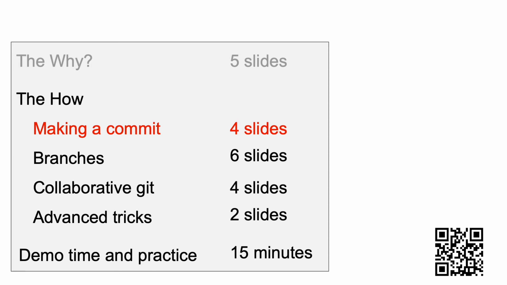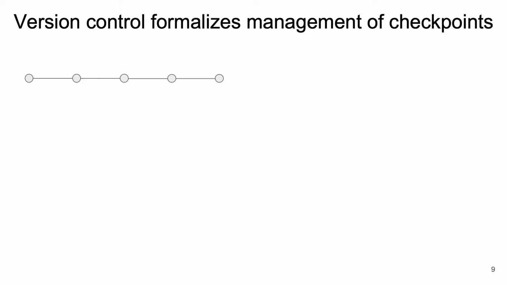So let's dive into the details of how to make a commit. That's the first basic step in version control using Git. Remember how I talked about these checkpoints with the editor? Your editor makes these checkpoints, and you can go back and forth between them using Control Z and Control Y. Well, Git formalizes the management of these checkpoints. Each of these checkpoints is called a commit. And you can go back and forth between them as well.